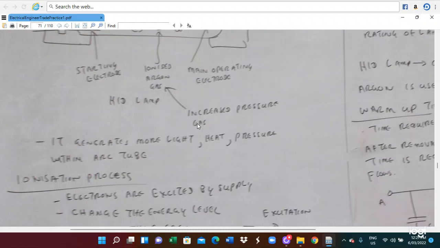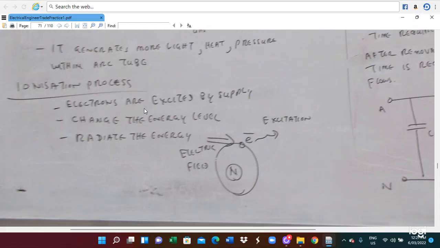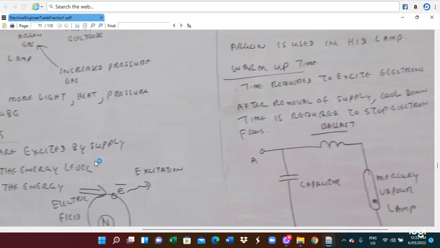They increase and propagate the gas, so that to generate more light, heat and pressure are also important aspects. The electrical supply excites the electrons. Those electrons change energy levels. Once an electron moves from one pathway to another pathway, it produces energy. So this is the excitation energy. By excitation, it produces radiated energy.